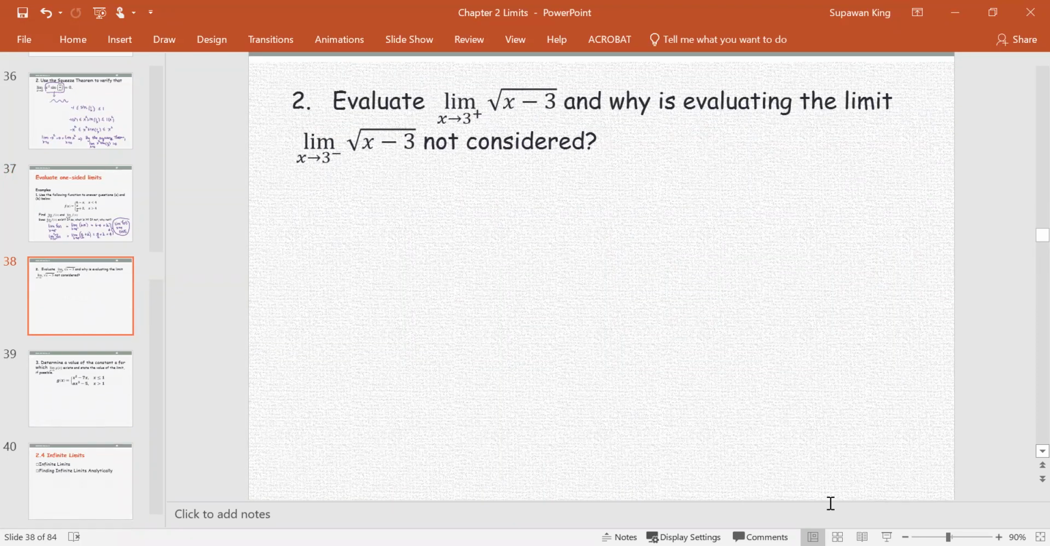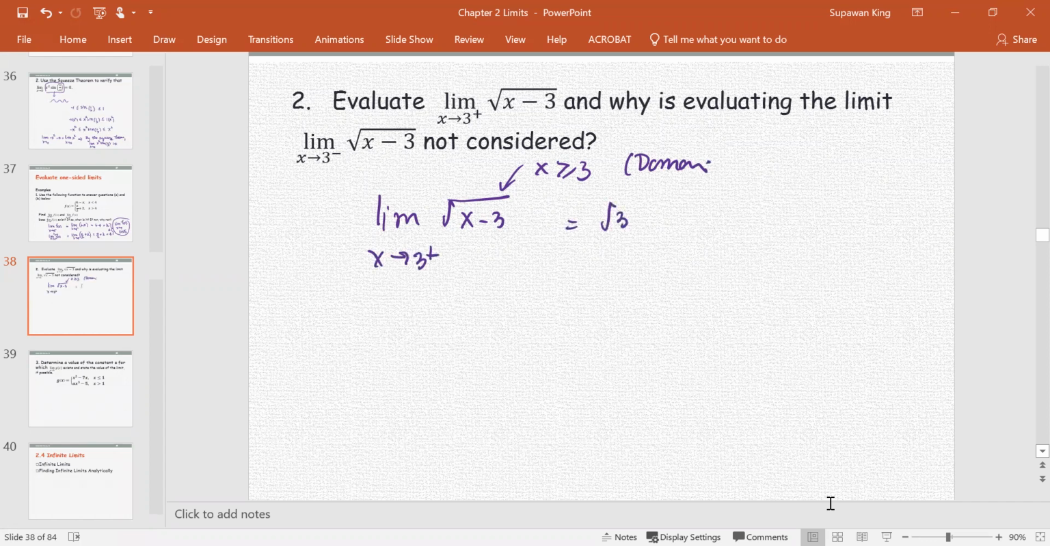In this example, find the limit of the square root of x minus 3 as x approaches 3 positive. The square root of x minus 3 is defined for x greater than or equal to 3, which is the domain of this function. So the limit as x approaches 3 positive can be found as the square root of 3 minus 3, or 0.